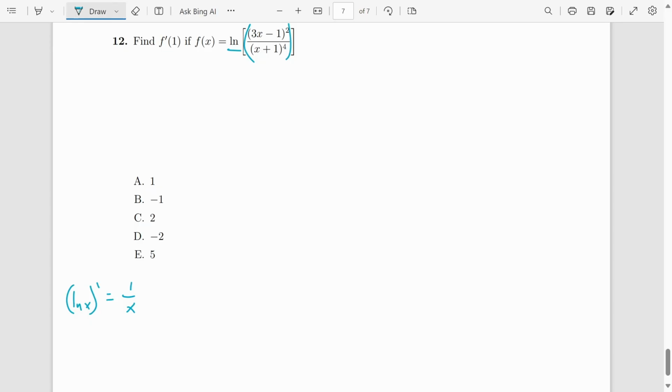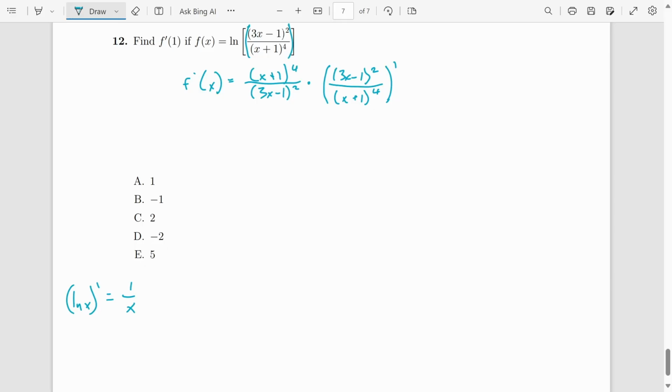So to start off this derivative, we're just going to do f prime of x equals the reciprocal of this fraction. So this is going to be (x plus 1) to the 4th all over (3x minus 1) squared. I wish it was that simple, but we do have to do chain rule now since the inside wasn't just x. So we have to multiply by the derivative of the inside, which is just the original fraction. So we have to multiply by (3x minus 1) squared all over (x plus 1) to the 4th, all of that prime, the derivative.